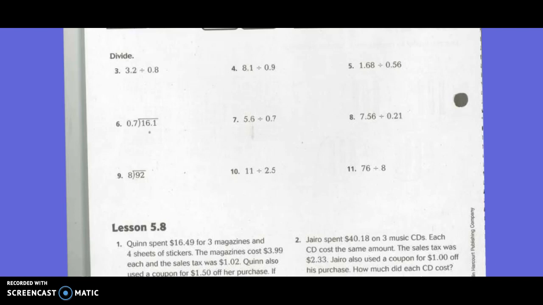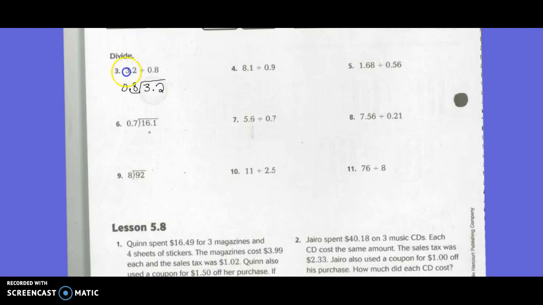So I have 3 2/10 divided by 8/10. Now, can we divide by a decimal? No. So we're going to make that a whole number. What would I have to multiply 8/10 by to make that a whole number? 10. So if I multiply 8/10 by 10, it's going to be 8. What if I multiply 3 2/10 by 10? What is it going to be?